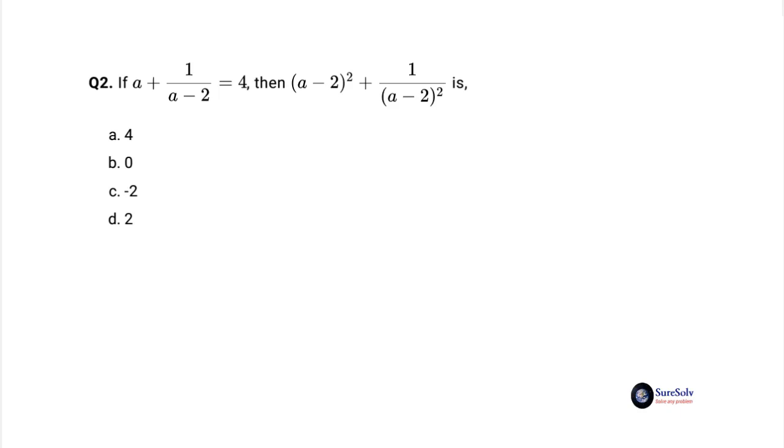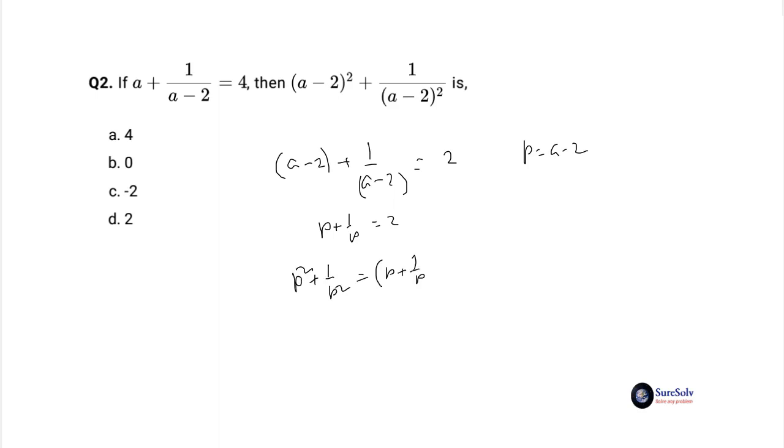Taking 2 from the right hand side to the left hand side, we get a minus 2 plus 1 by a minus 2 equal to 2. We have taken 2 from 4. Now for comfort, we substitute dummy variable p for a minus 2. P equal to a minus 2. So this becomes p plus 1 by p equal to 2. So p square plus 1 by p square will be equal to p plus 1 by p whole square minus 2 equal to 4 minus 2 equal to 2. Option D is the answer.